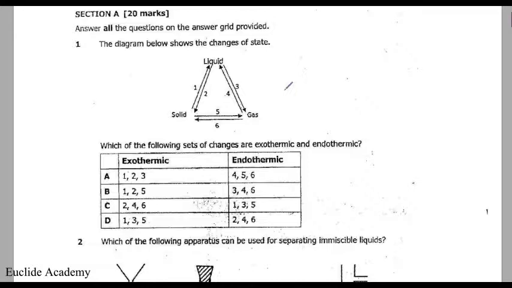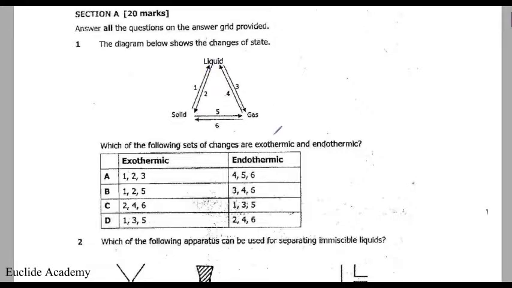The diagram below shows the changes of state. We have liquid to gas, then solid, solid, liquid, gas. Which of the following sets of changes are exothermic and endothermic? Which ones are exothermic and endothermic? So we'll look at this and we can clearly just check out.